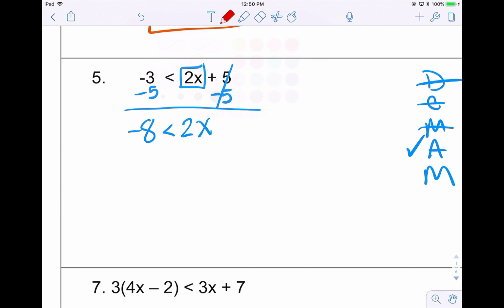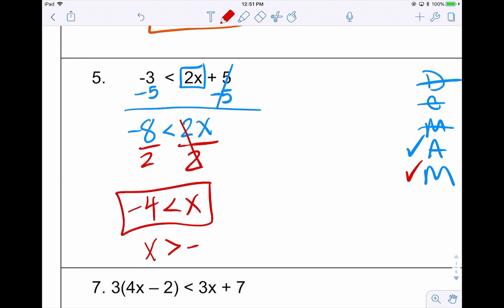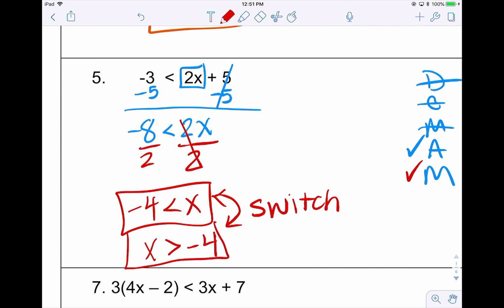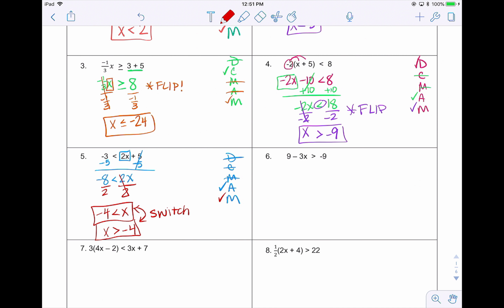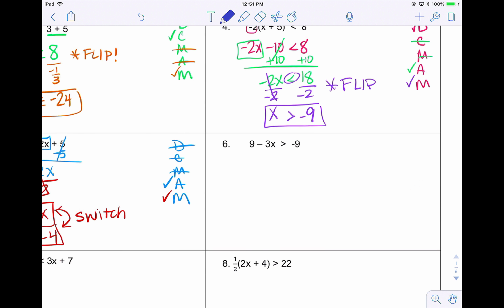Please notice that I did not change my inequality symbol, because even if I add or subtract negatives or positives, I don't move my symbol. I don't change it. I don't flip it unless I multiply or divide by a negative. So to continue solving for x, I'm going to need to divide by 2 on both sides. Negative 8 divided by 2 is negative 4, and everything else stays the same. You could also rewrite this and flip everything. So this is switching, not flipping. So this is switching the entire inequality. Flipping happens when you multiply or divide by a negative.